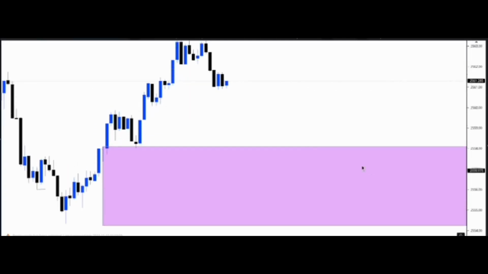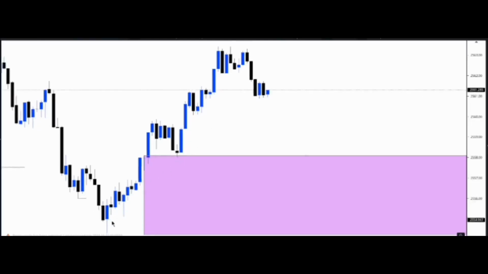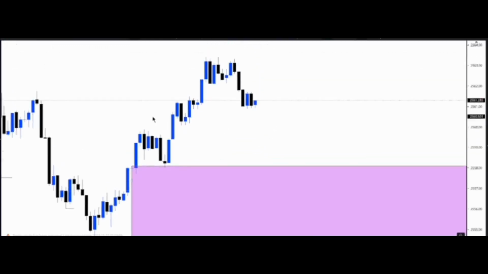Now, let's analyze this one here. As you can see, price printed this low, okay? And this is our inducement taken out. And then printed this high, dropped, went up, and eventually printed this high. For this high to be confirmed, it needs inducement. And so where is the inducement here? Well, your inducement is right here.